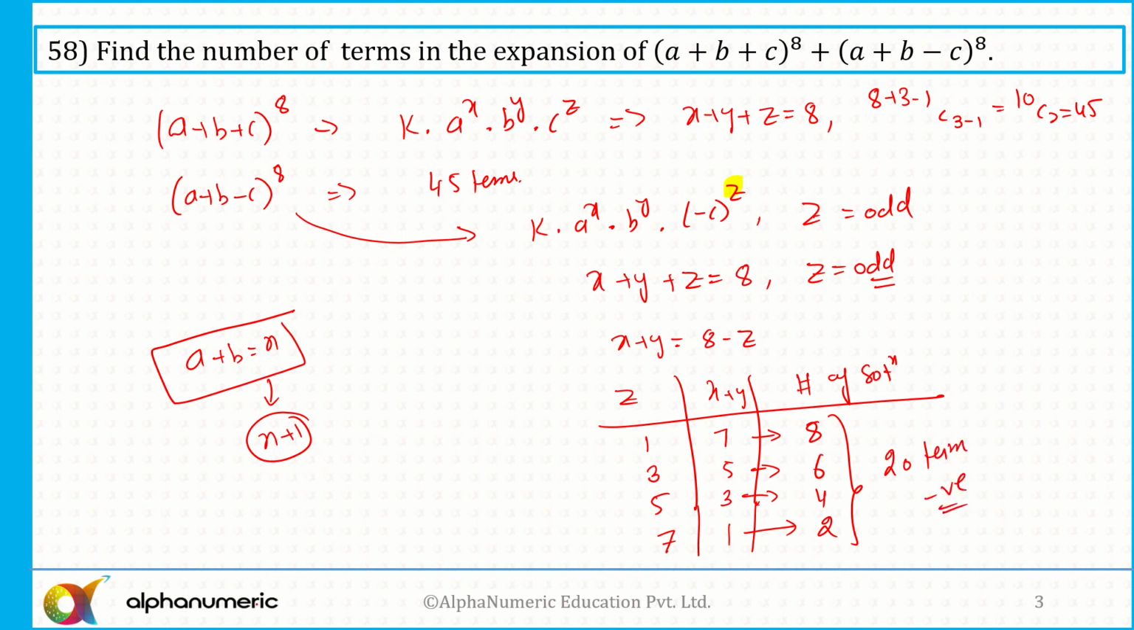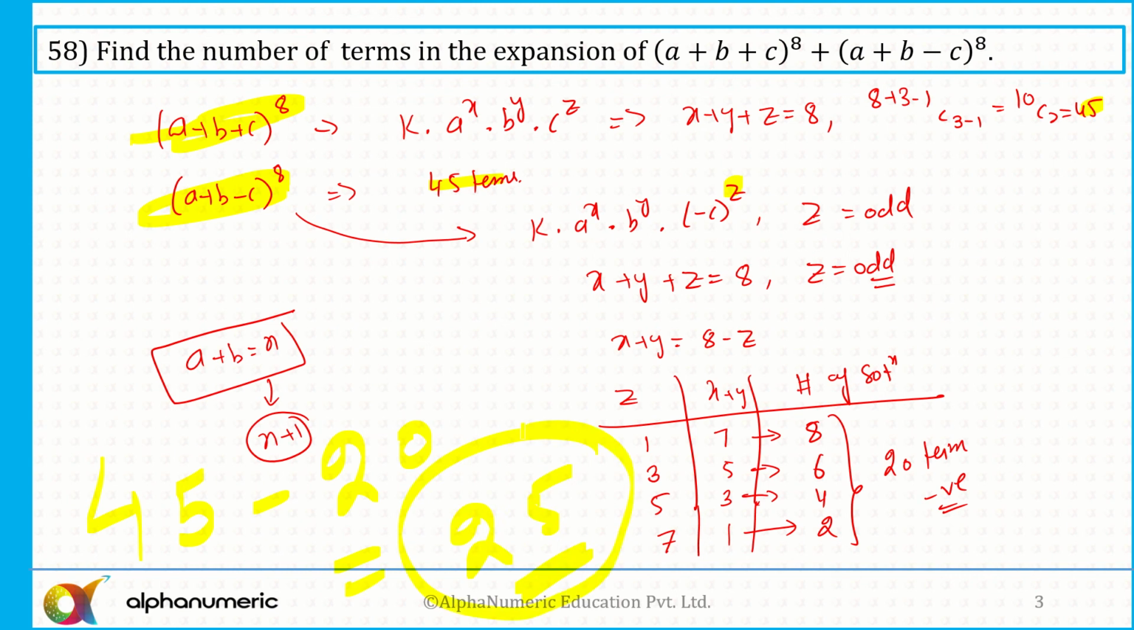We know that a total of 45 terms are there. Out of these 45 terms, in the first case, all 45 are positive. In the second, out of 45, 20 are negative, so these 20 will cancel with the first one. So what is the total number of terms? The total number of terms is 45 - 20, which is equal to 25. So the answer for this question is 25.